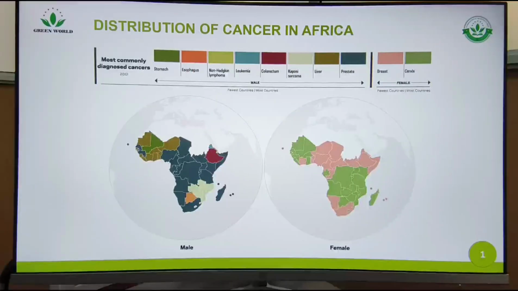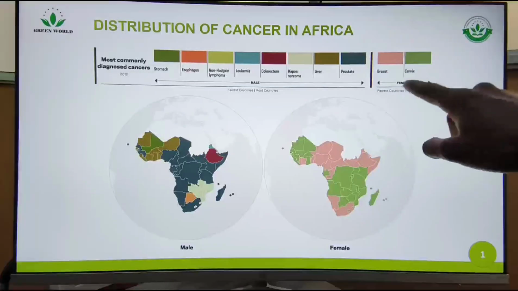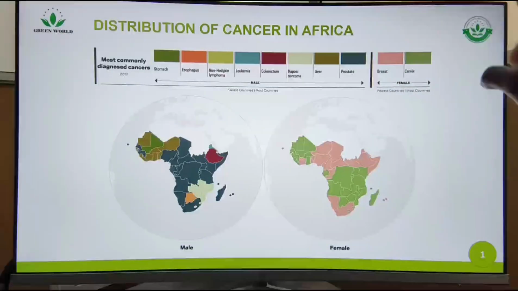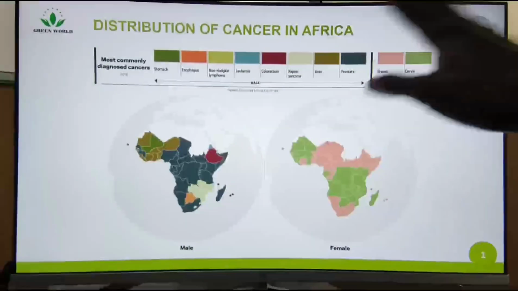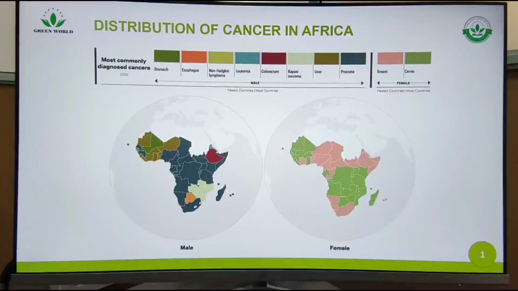Then we also have liver cancer, prostate cancer, breast cancer, and also cervix cancer. Breast cancer and cervix cancer are mostly in females. This one is in both male and female. So we are going to look at the ones which are mostly frequent, like prostate in men, breast cancer in women, and also cervix in women. So let's get started. We're also going to know what is cancer and so on.